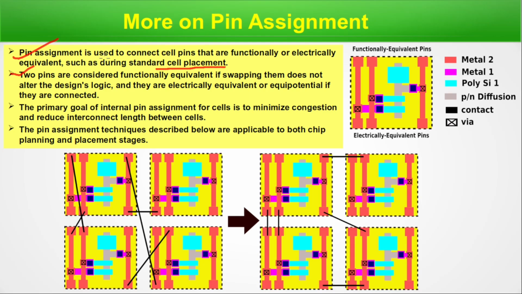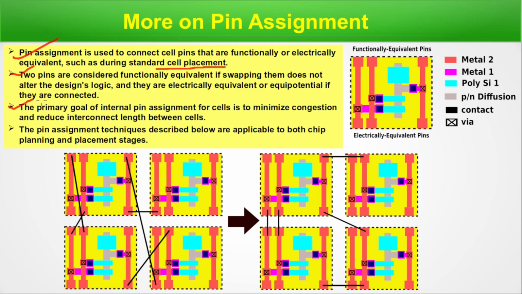In pin assignment, we connect cell pins that are functionally or electrically equivalent. They are electrically equivalent, or equipotential, when they are connected, and functionally equivalent if swapping these two pins doesn't change any kind of logic. If that doesn't create any alteration in the design's logic, then they are equivalent.